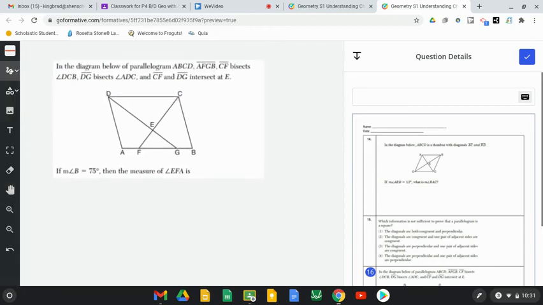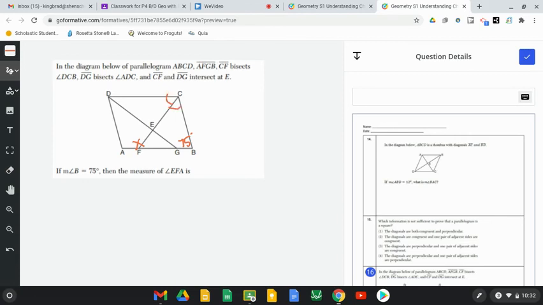All right, we got a lot to read here. We got a parallelogram, okay, with angle B to be 75. So this is 75. I want EFA, so I want right there. We also got some bisectors. DG's bisecting, and CF bisects also. Wow. So let's see. Bisector tells me that these two right here will be congruent.